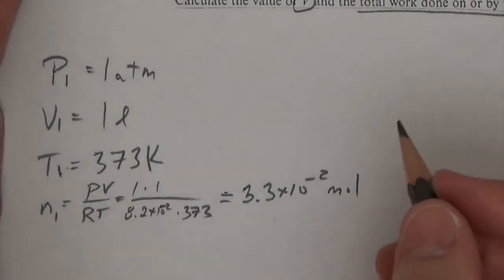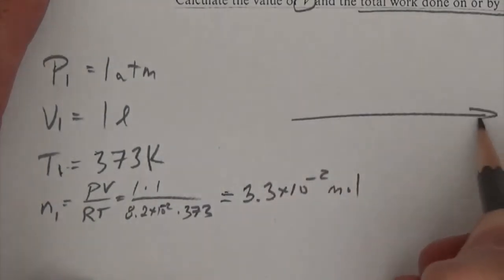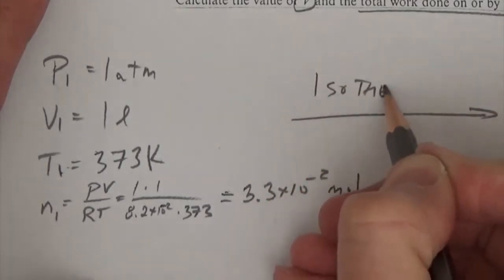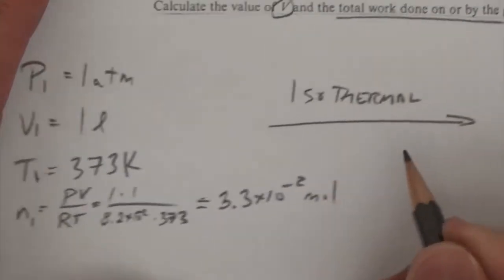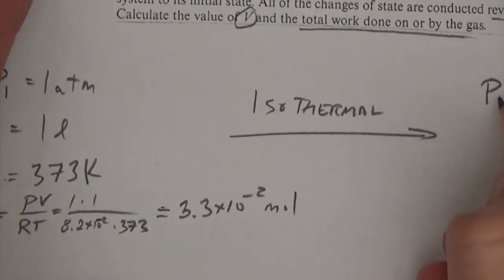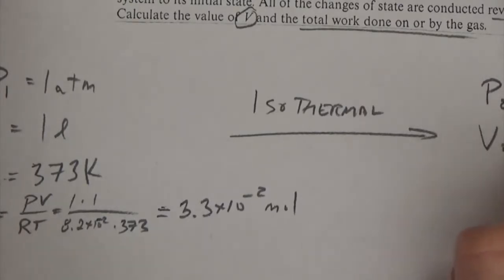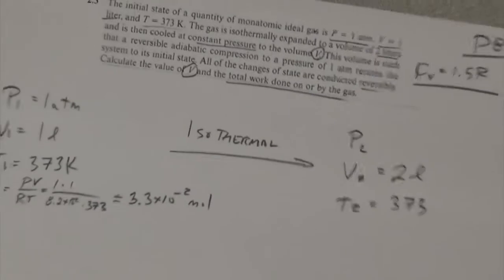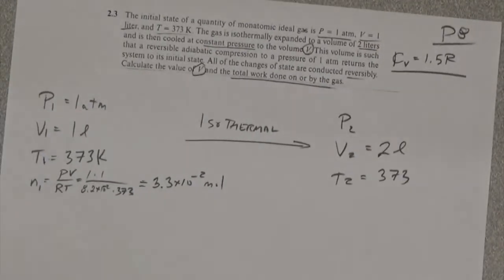And this undergoes isothermal expansion to P2, V2 is equal to doubling it, so 2 liters. T2 isothermal, so it's the same temperature, 373 K.